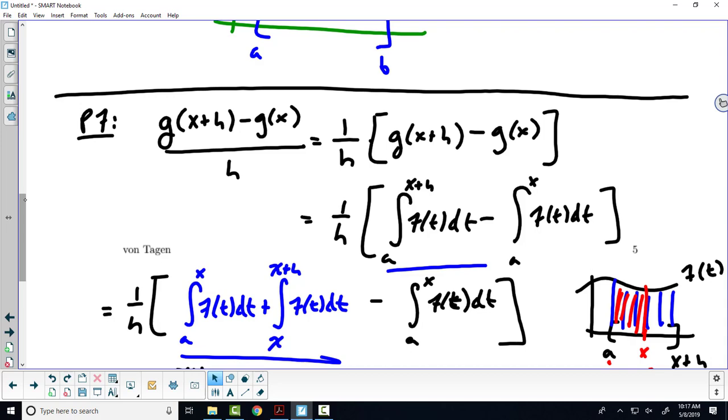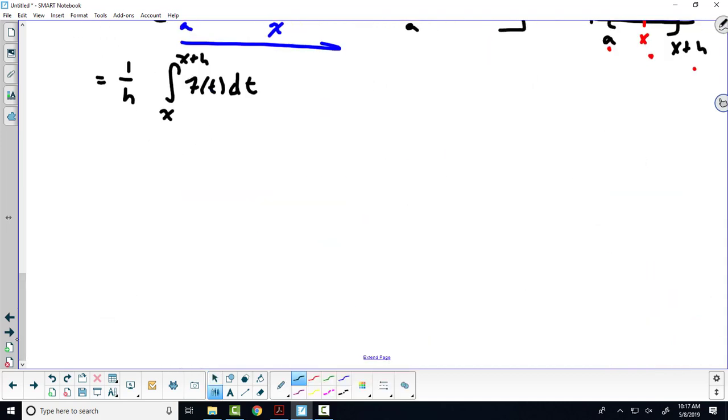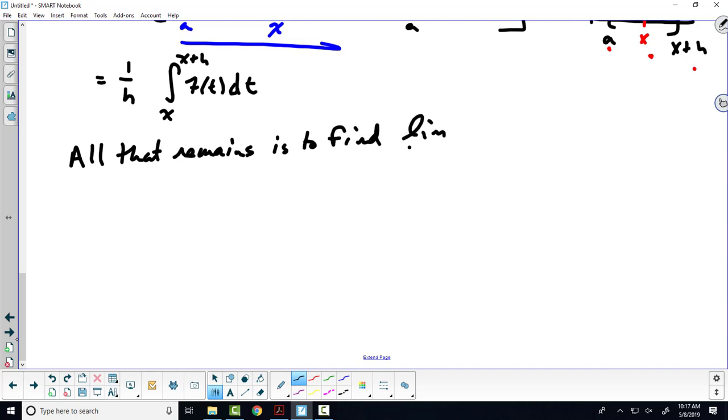Okay? So all that remains is to find the limit as h goes to 0 of 1 over h times the integral from x to x plus h of f of t dt.